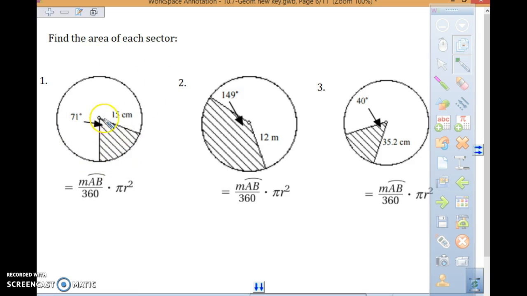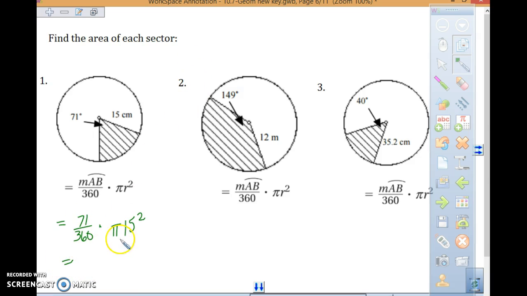Our first circle has a radius of 15 and our central angle is 71. So we're plugging the 71 above the 360 degrees. So 71 out of 360 degrees. That tells us what fraction of the circle is actually shaded. The next part of the formula tells us what the area of the entire circle is. So our radius is 15. One line of work to show us what we're doing. And let's round these to 3 decimal places.